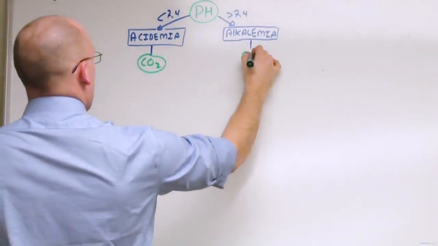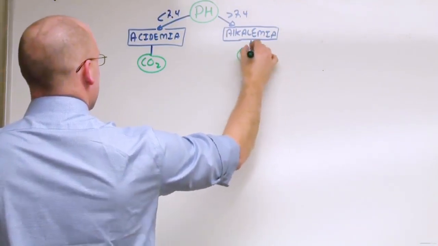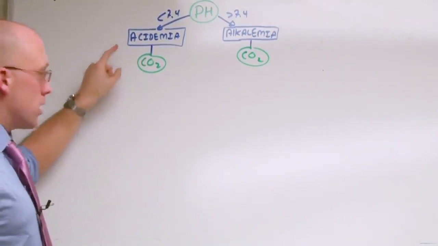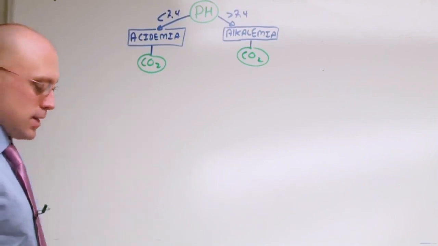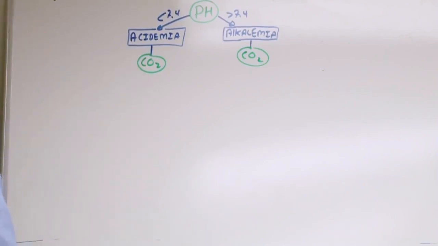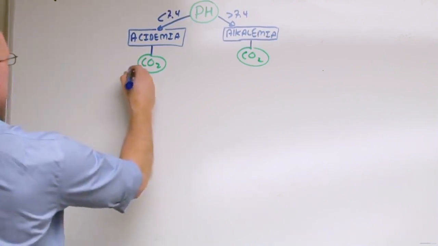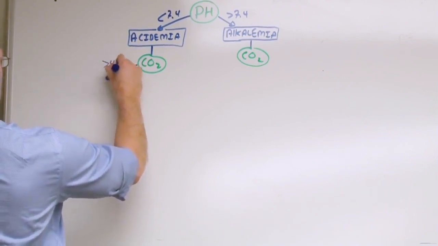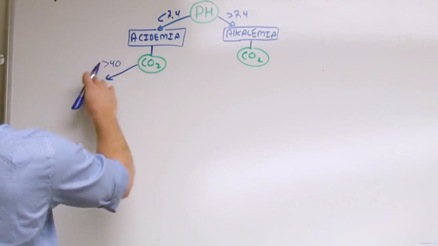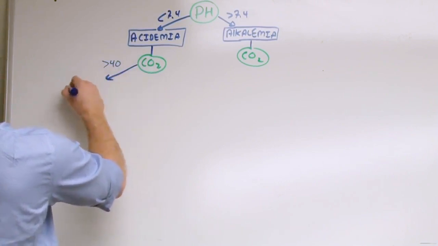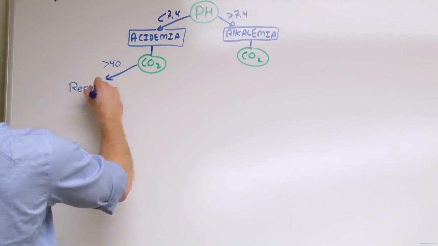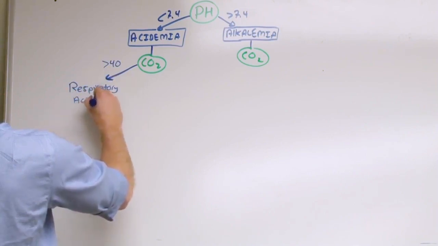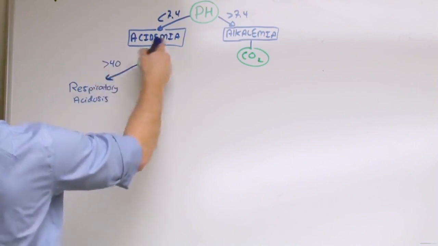I want you to see carbon dioxide as a respiratory acid, such that if the person is acidemic and it's a product of respiratory acid, it means that there is too much CO2. A normal CO2 is 40, and so if you had greater than 40 on your CO2, you have too much respiratory acid, and that leads to the primary disturbance of a respiratory acidosis, leading to your acidemia.